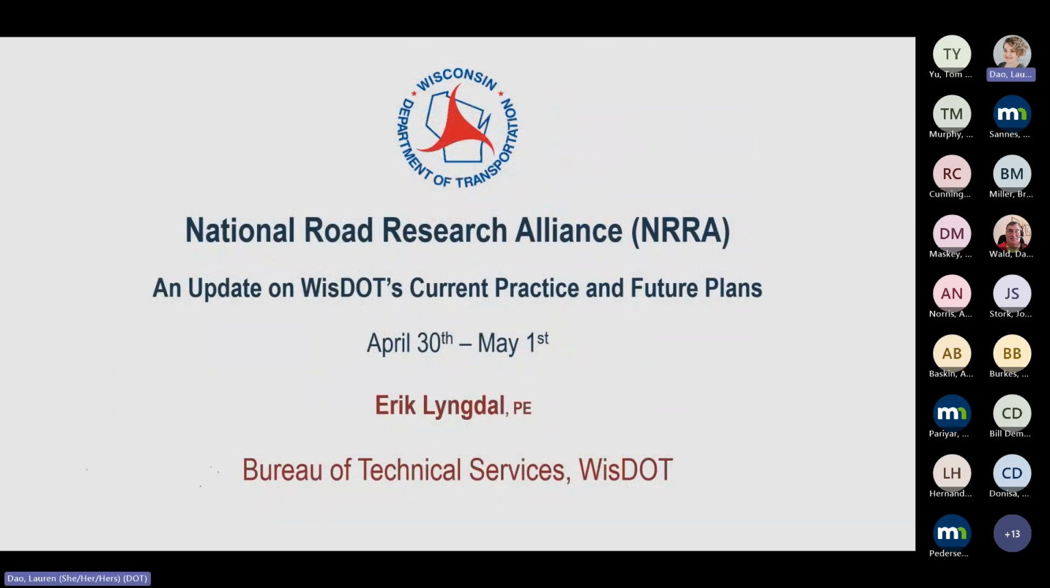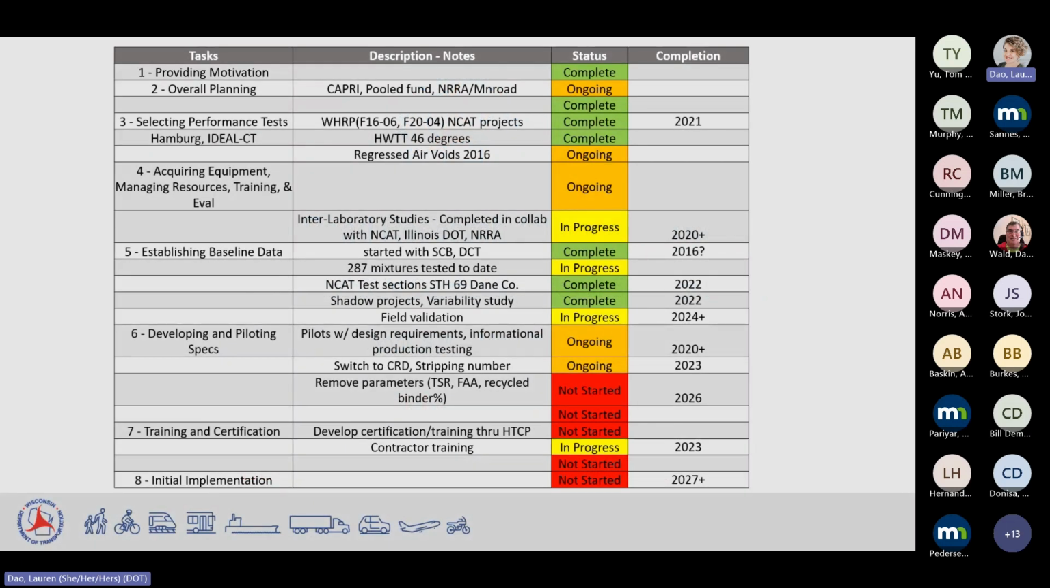All right, so we've been working on implementation of balanced mix design for what feels like a decade now. It's just been an accumulation of a lot of research investment in different areas. So we just took that table that Elie had shown before from Texas and filled it out ourselves to give you a snapshot of where WisDOT is at. We've picked our tests. We've come up with an aging procedure. We've also implemented regress air voids.